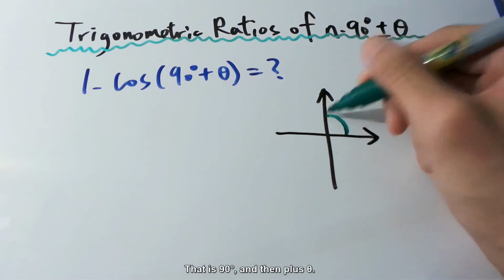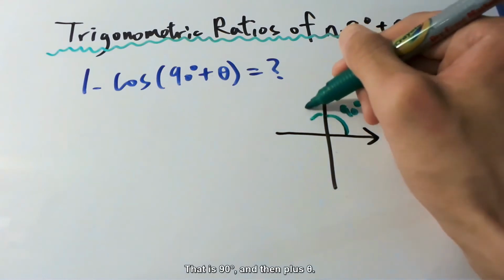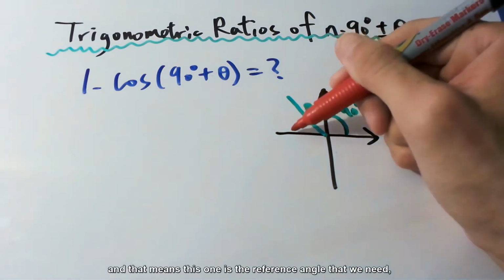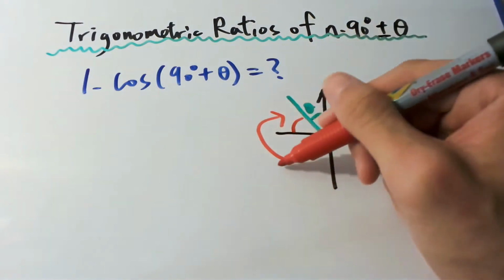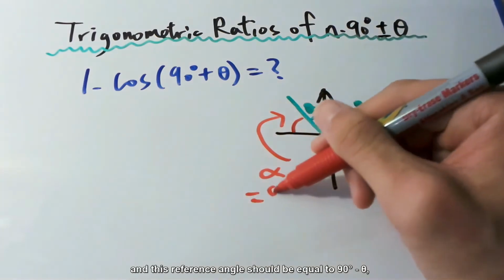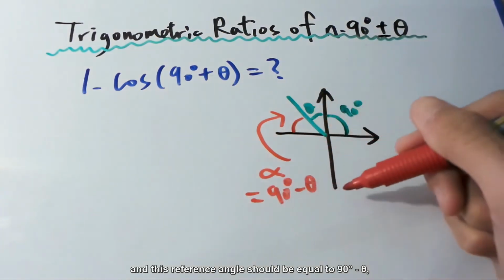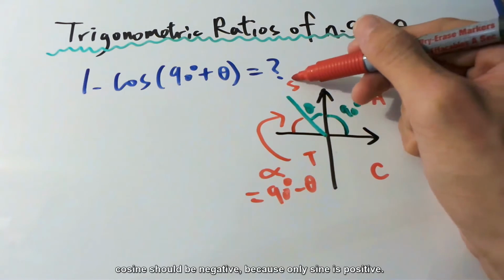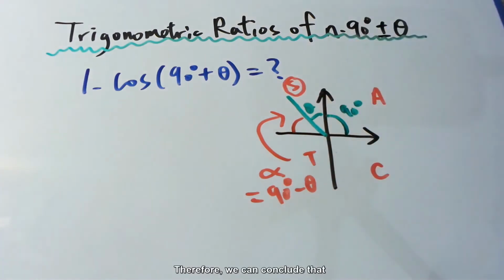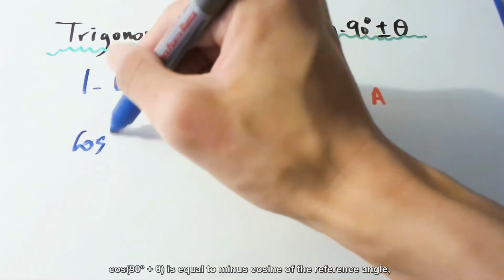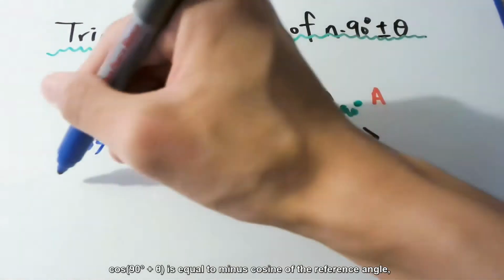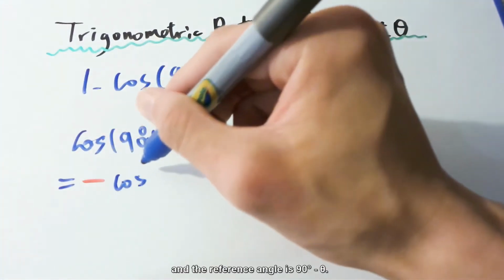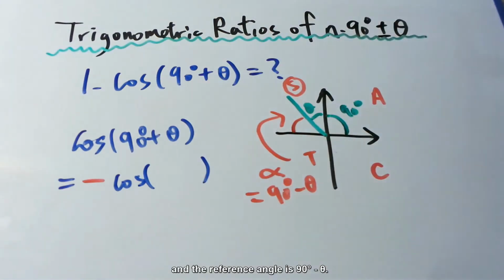That is 90 degrees and then plus theta. This is 90 degrees plus theta. And that means this one is the reference angle that we need. And this reference angle should be equal to 90 degrees minus theta. And in this quadrant, according to the cast rule, cosine should be negative because only sine is positive. Therefore, we can conclude that cosine 90 degrees plus theta is equal to minus cosine of the reference angle. And the reference angle is 90 degrees minus theta.